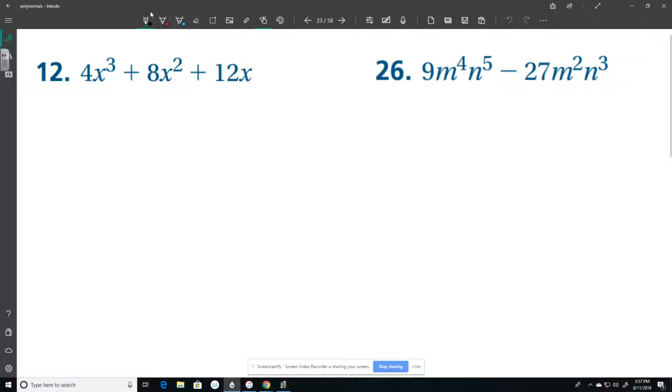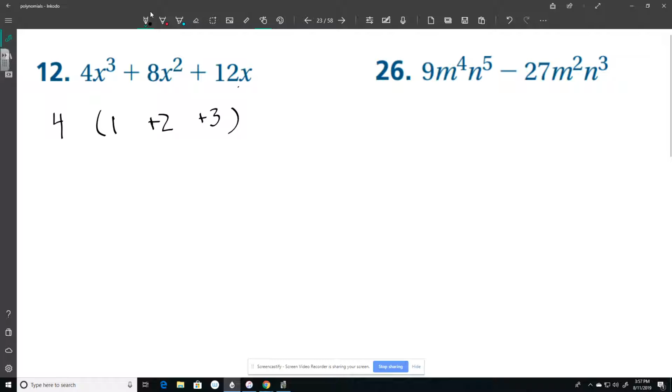All right, so let's give it a try. 4x cubed plus 8x squared plus 12x. I'm looking for the biggest number that can come out, which is 4. So that leaves me with 1. That leaves me with 2 here because 8 divided by 4 is 2. 12 divided by 4, that leaves me with 3.